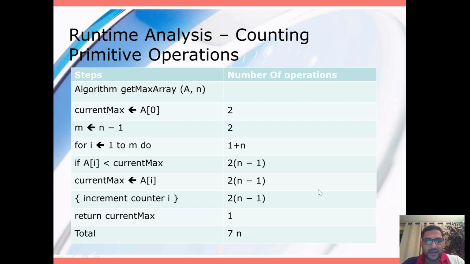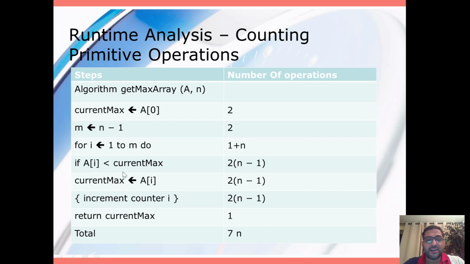Okay? So basically what I'm going to do is compare. If A of i is greater than current max, then I switch. I put A of i as the current max. And then I increment the counter i, and go forward in this loop until the end of the array.